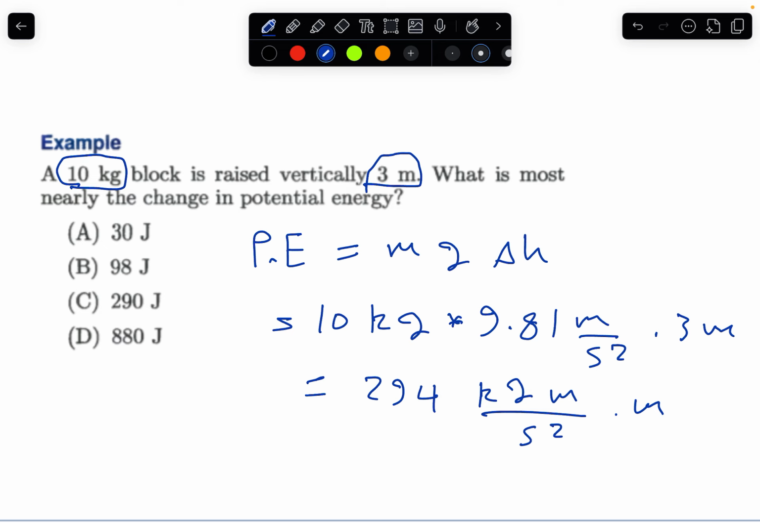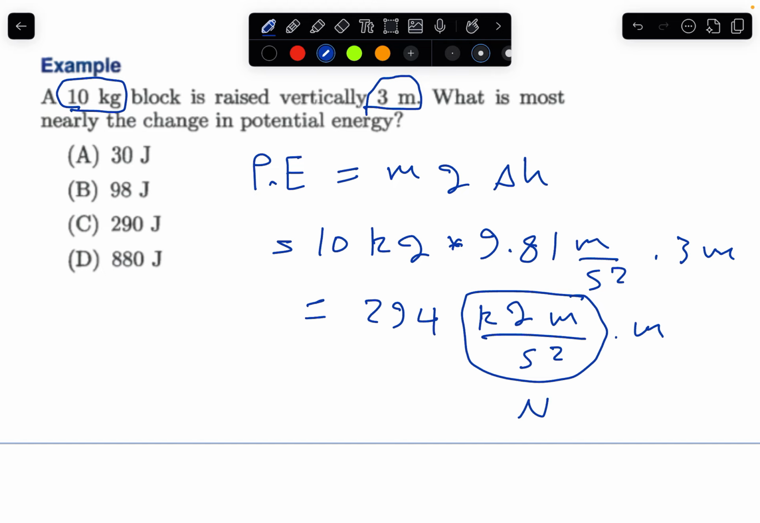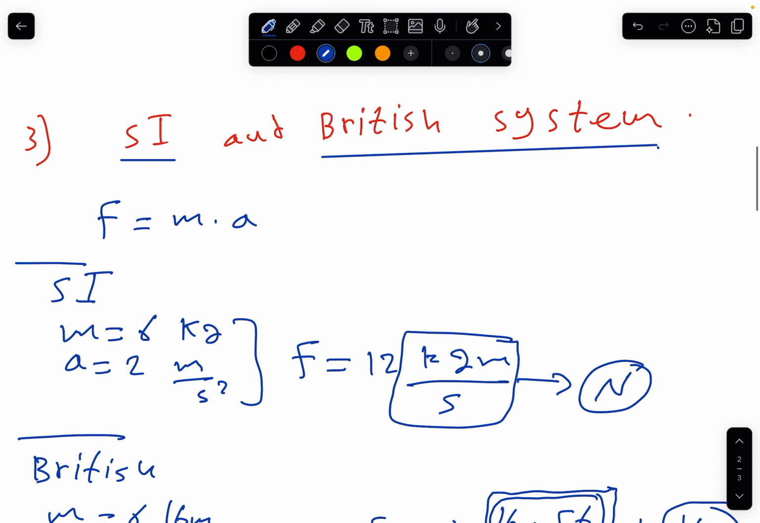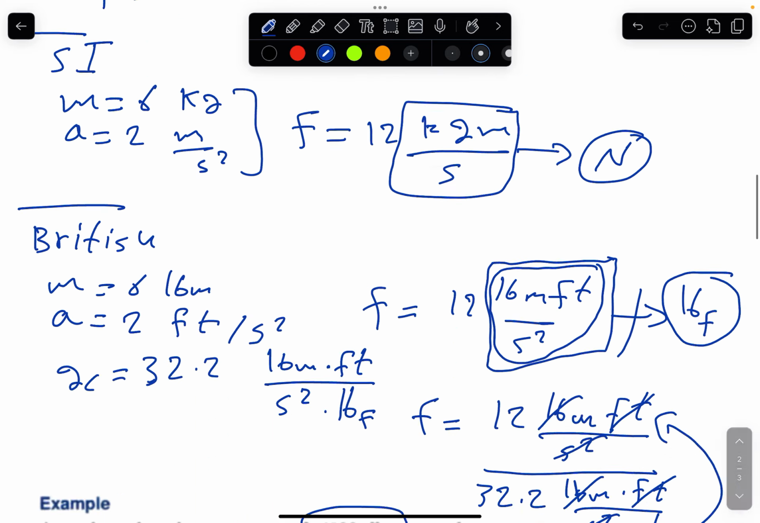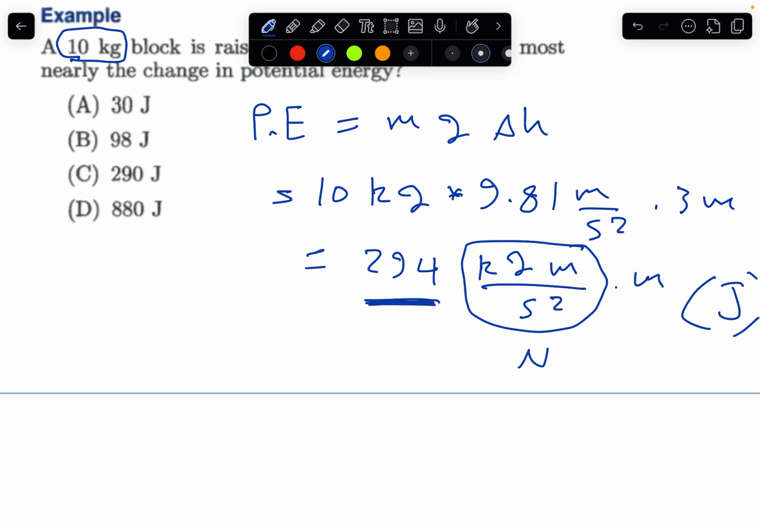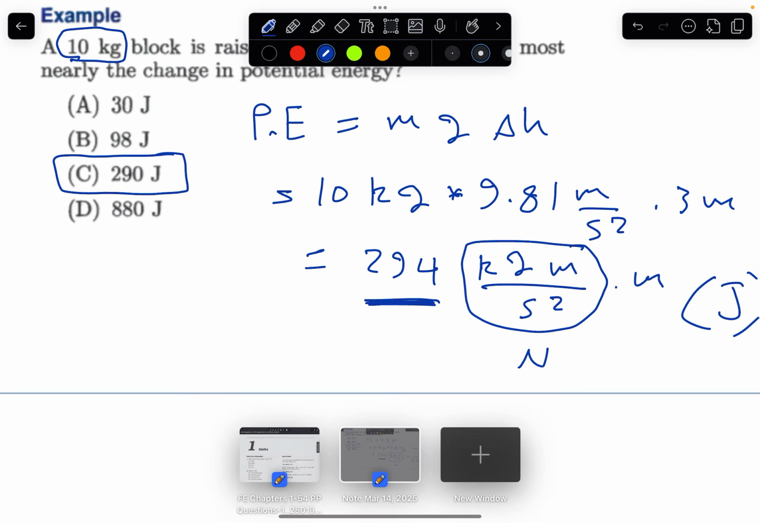Why did I put it like this? Because this is a newton, as we learned before. Kilogram meter per second squared is a newton, so this is newton times meters, and newton times meters is joule. Okay, so it is joules. So the nearest value is this one. Okay, sorry.